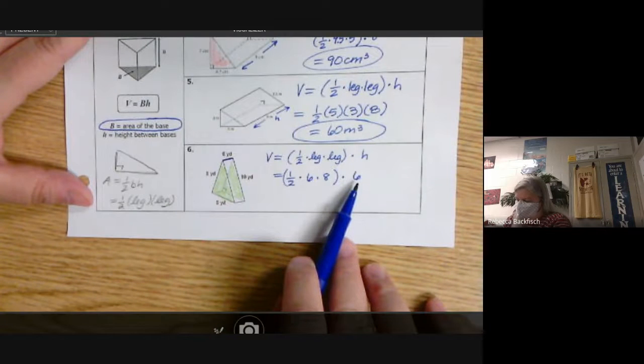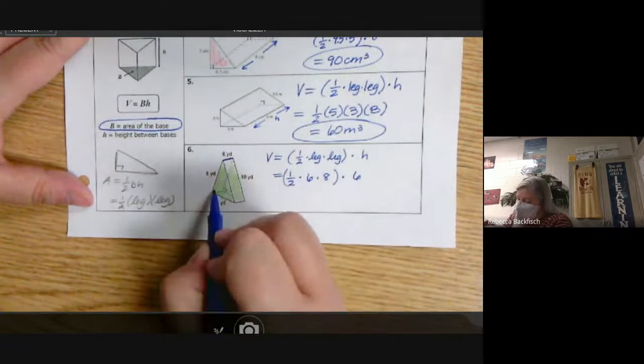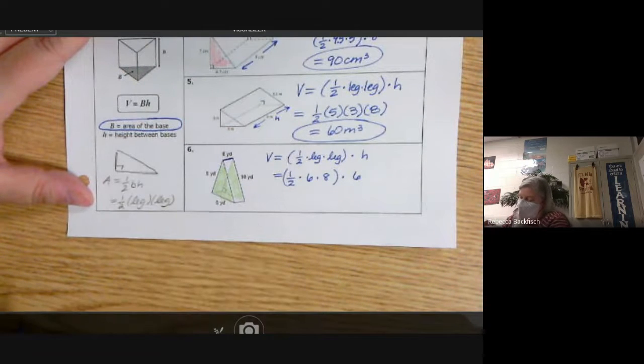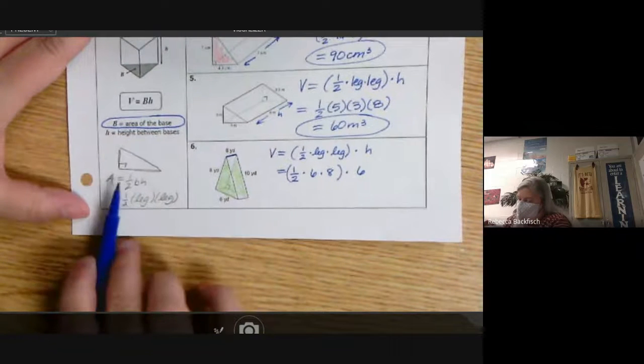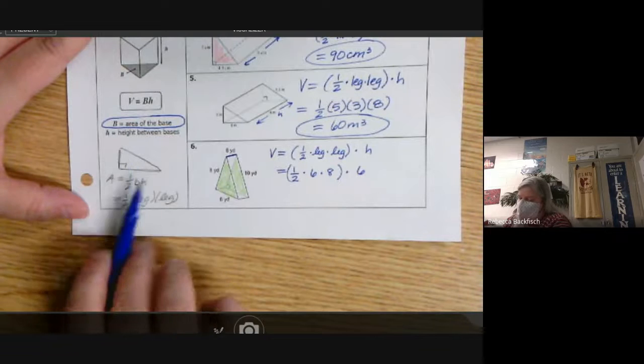What about that 10? That 10 is the hypotenuse of the right triangle. Remember that for right triangles, with the Pythagorean theorem, 6 squared plus 8 squared would equal 10 squared. Well, we don't have to use it, because the area of a right triangle is just base times height. We don't have to use the hypotenuse at all.